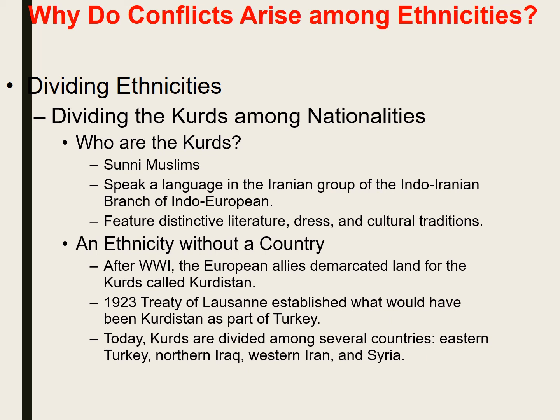After World War I, the European Allies demarcated land for the Kurds and called it Kurdistan. In 1923, the Treaty of Lausanne established what would have been Kurdistan as part of what is Turkey. But the 1923 treaty never really established that. It just never worked. The 1920 Treaty of Sèvres, which was to give Kurds a country, was never ratified. And today, Kurds are divided amongst several countries: eastern Turkey, northern Iraq, western Iran, and Syria.